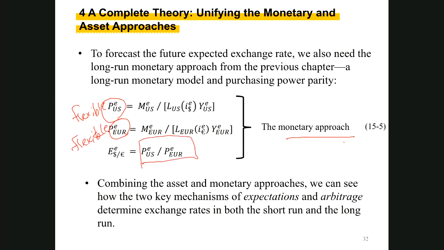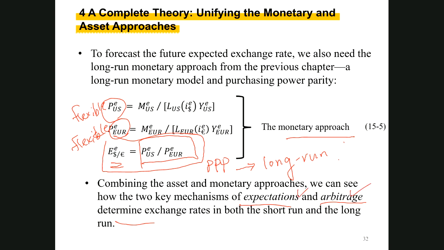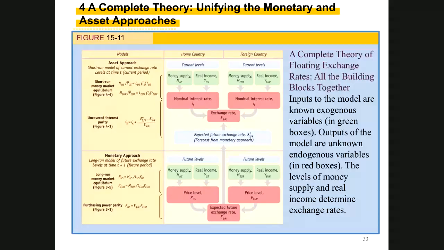The last one, this PPP, is something we believe in the long run. Okay? So basically, it's the conclusion of the 3 chapters we just discussed. Expectation and arbitrage play an important role in the money market as well as in the exchange market. Okay?